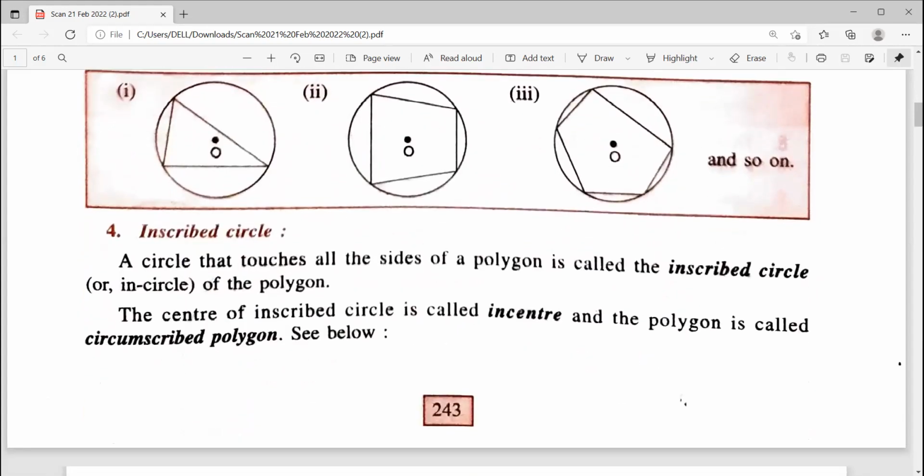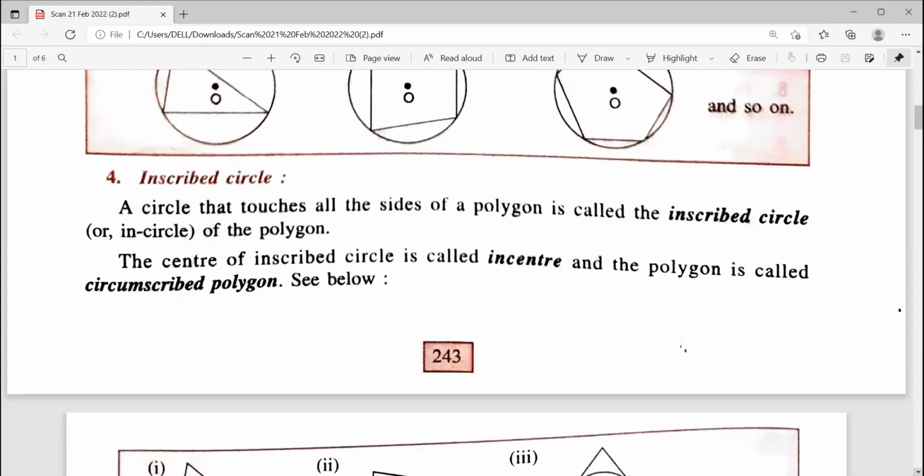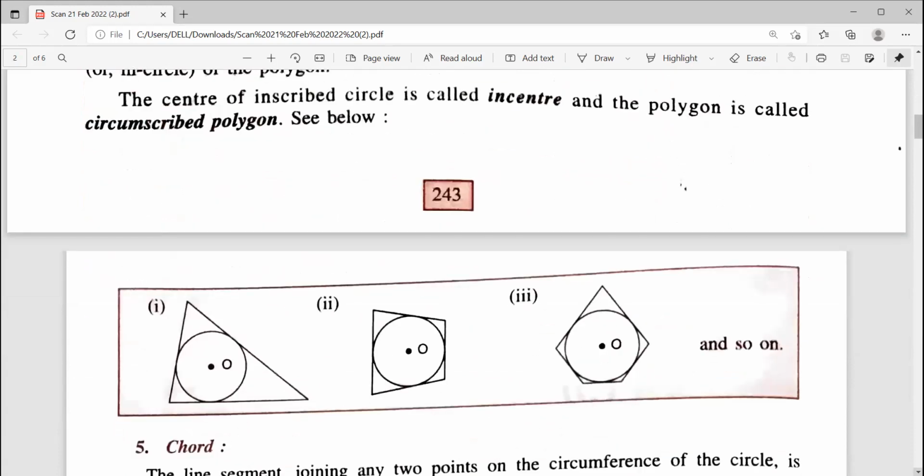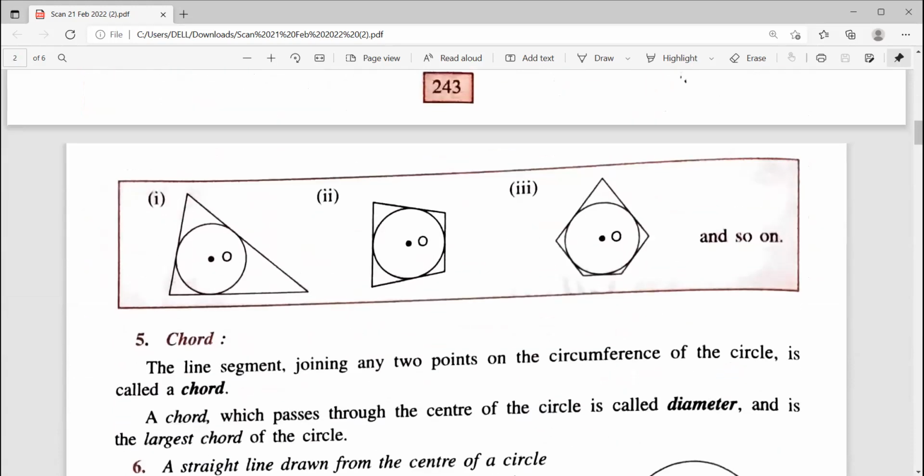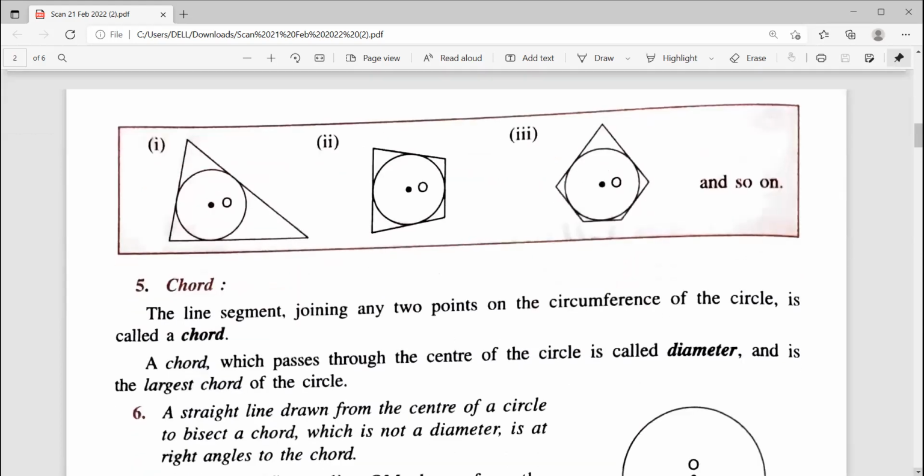Then we did the inscribed circle. In the case of an inscribed circle, we have a circle which is drawn inside a polygon, and this circle is touching all the sides of the polygon. You can check. Here it is touching all the sides of a triangle, here the sides of a quadrilateral, and here the sides of a pentagon. So these are all inscribed circles.